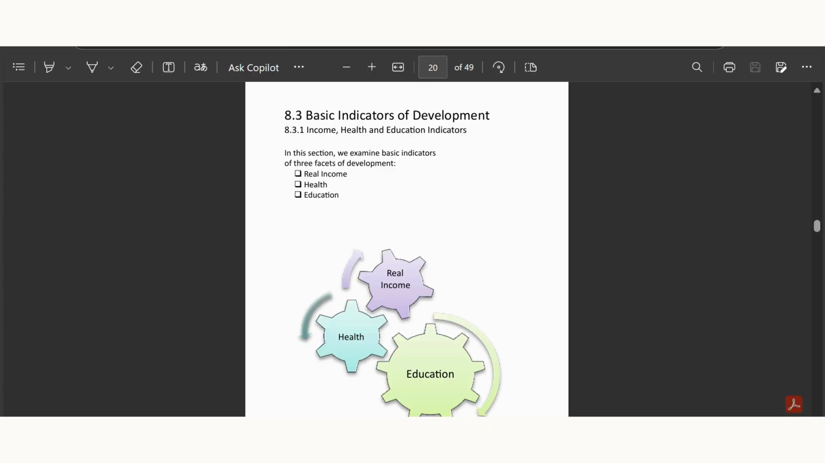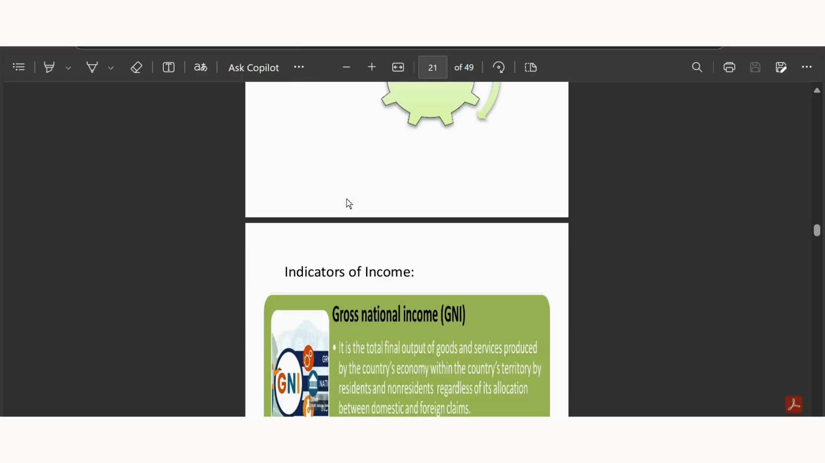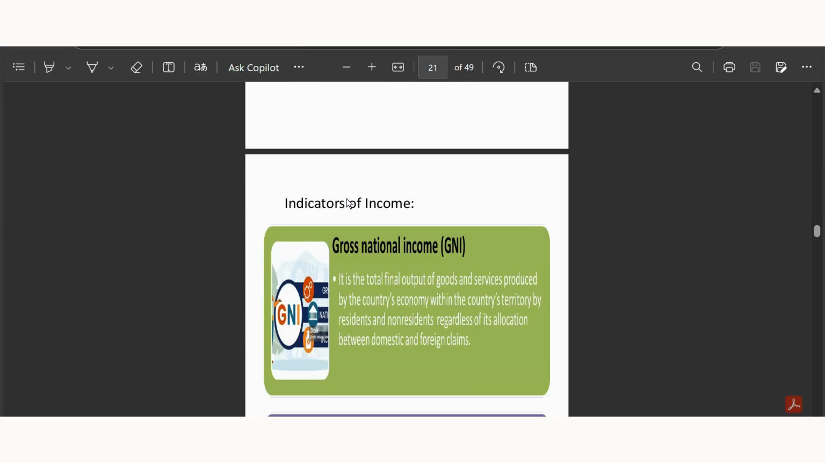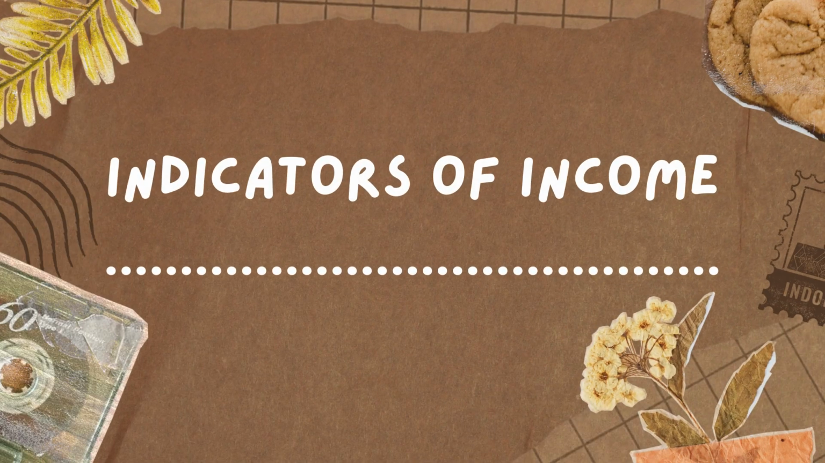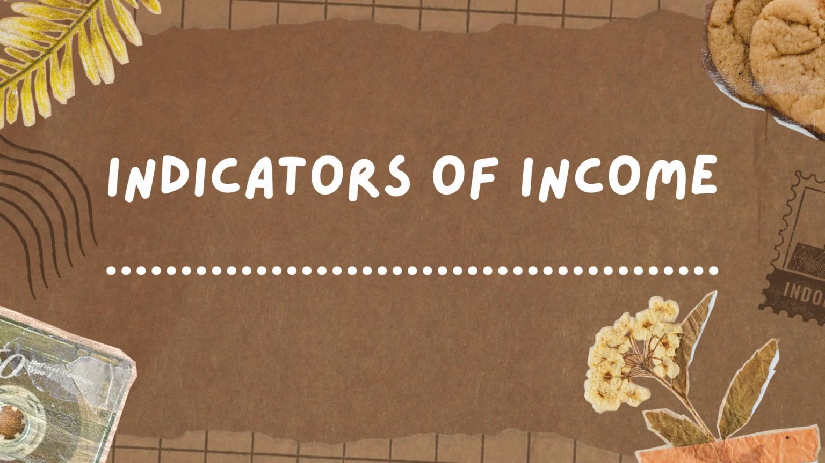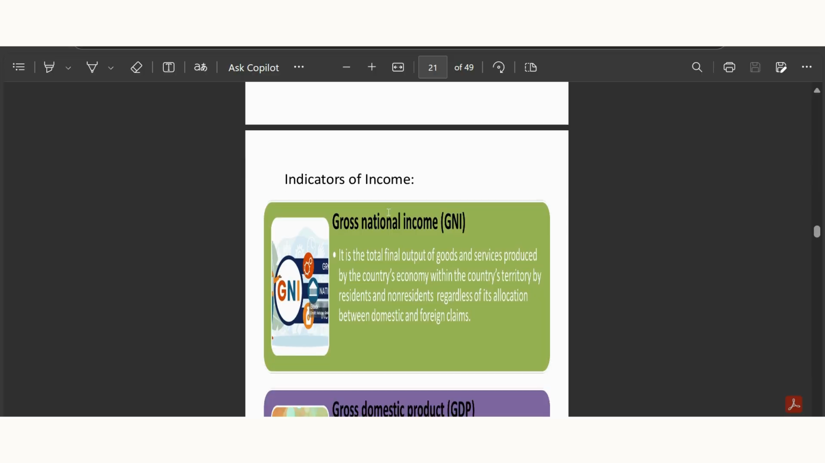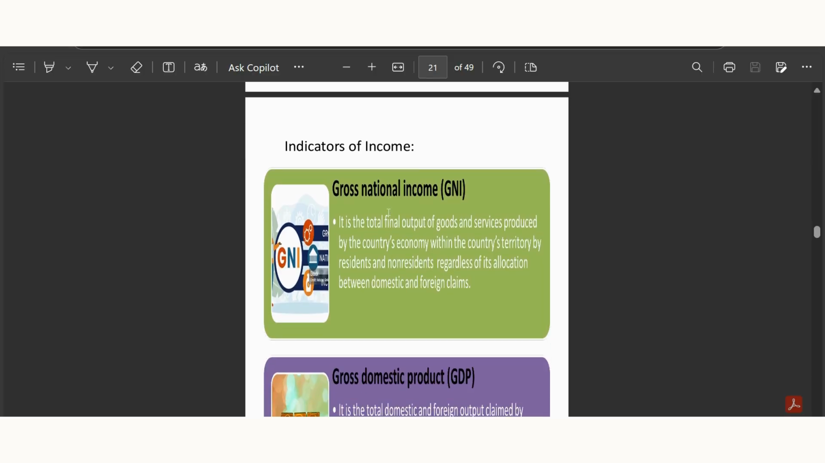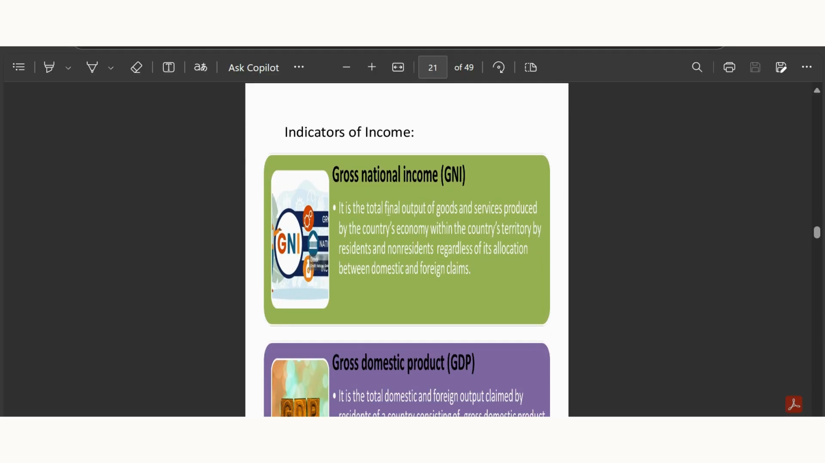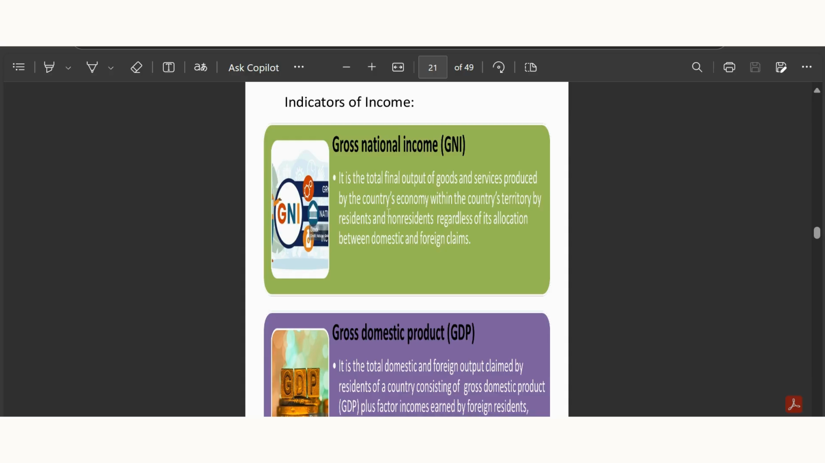Our first topic is income, health, and education indicators. In this section, we examine basic indicators of three facets of development. First, real income. Second, health, and third, education. Now let's talk about the indicators of income. In these indicators, we will talk about gross national income and gross domestic product.